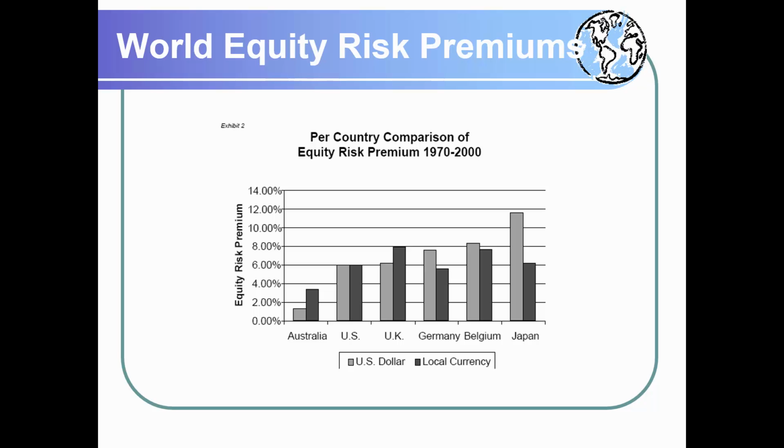In Australia, the risk premium during this time was less than 2% in US dollars. In local currency, it was around 3.5%. In the US, the market equity risk premium is 6%. In the UK, it's 6%. In Germany, it's 7%. In Belgium, it's slightly more than 8%. And in Japan, it's closer to 12% in US dollars.